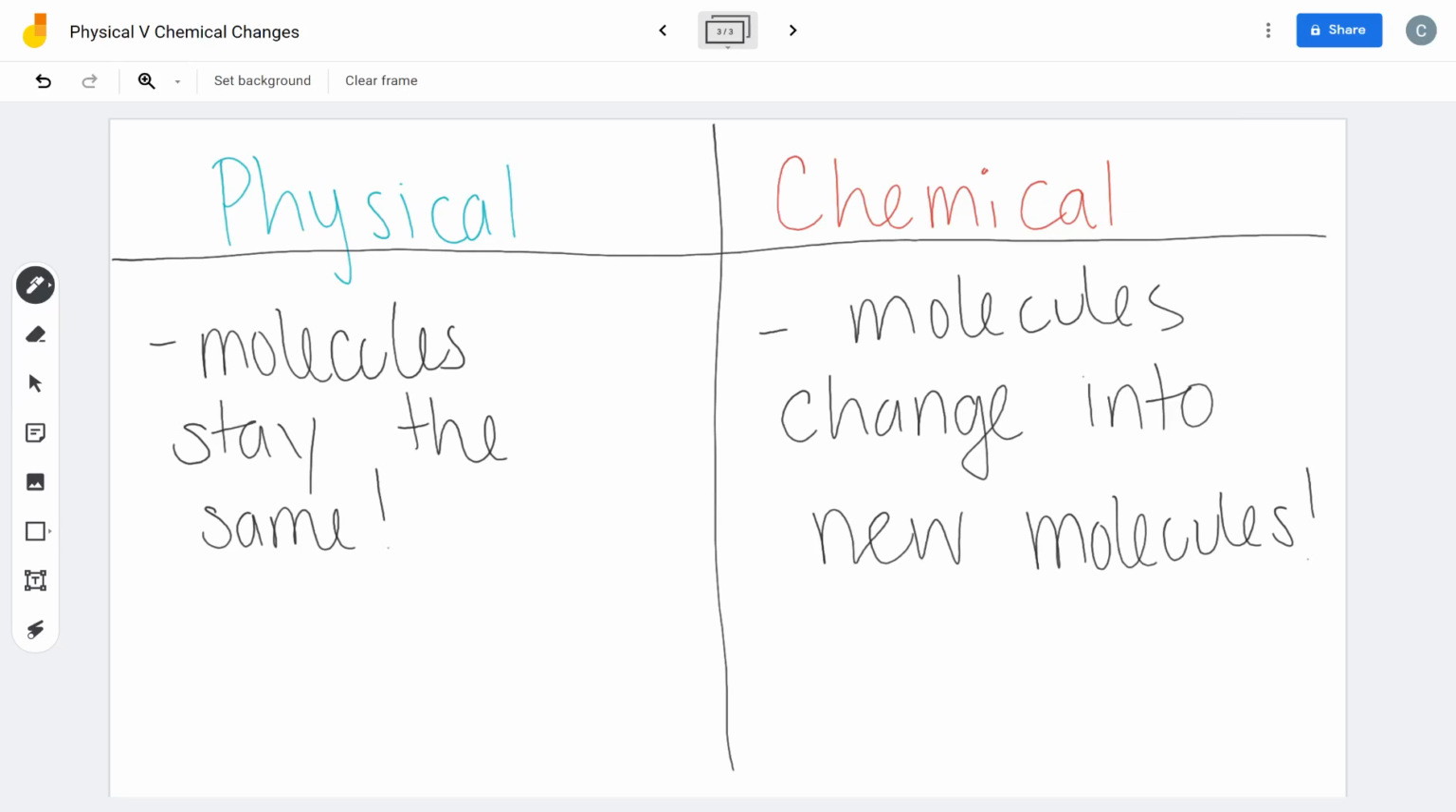So hopefully seeing all these molecules helps, and you guys are going to use these examples in the follow-up activity where you are going to be classifying different images of molecules as either physical or chemical changes.